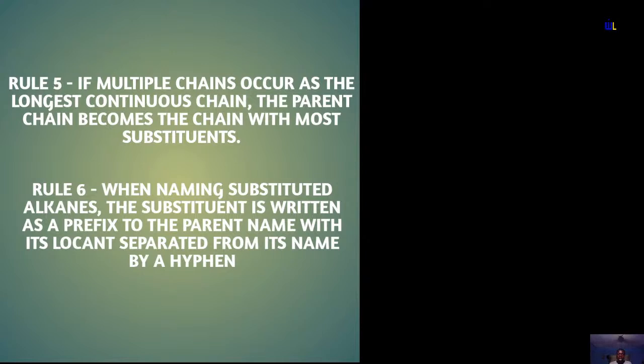When naming substituted alkanes, the substituent is written as a prefix to the parent name with its locant separated from its name by a hyphen. What does that mean?